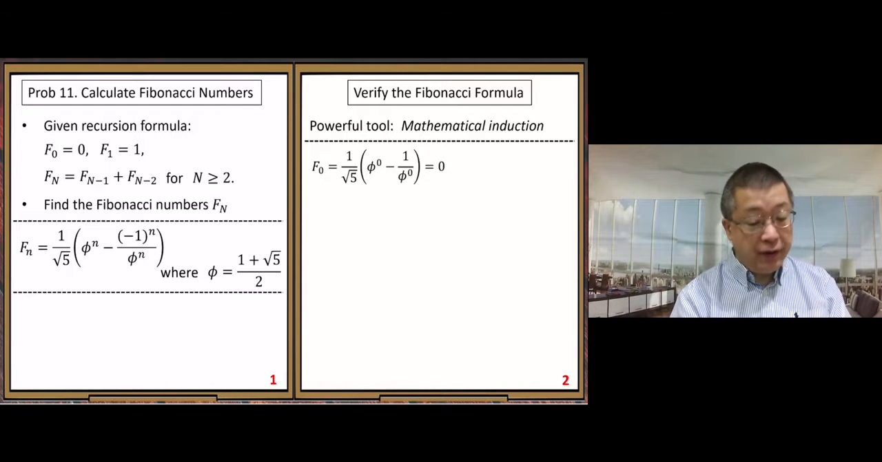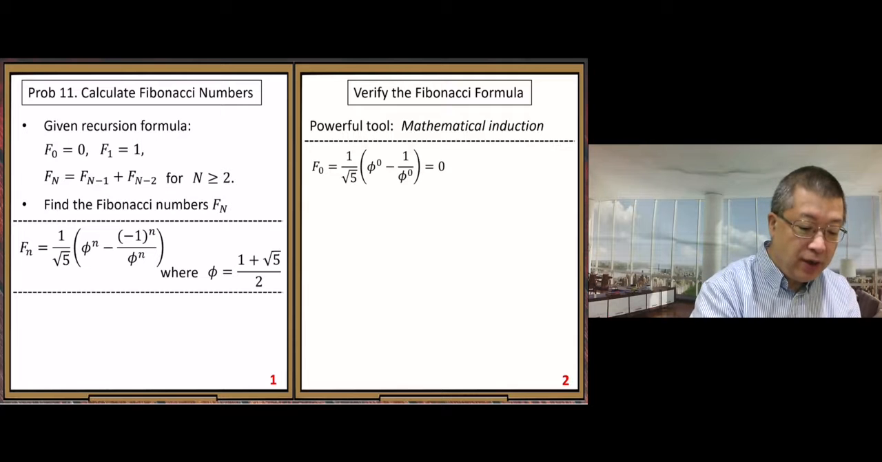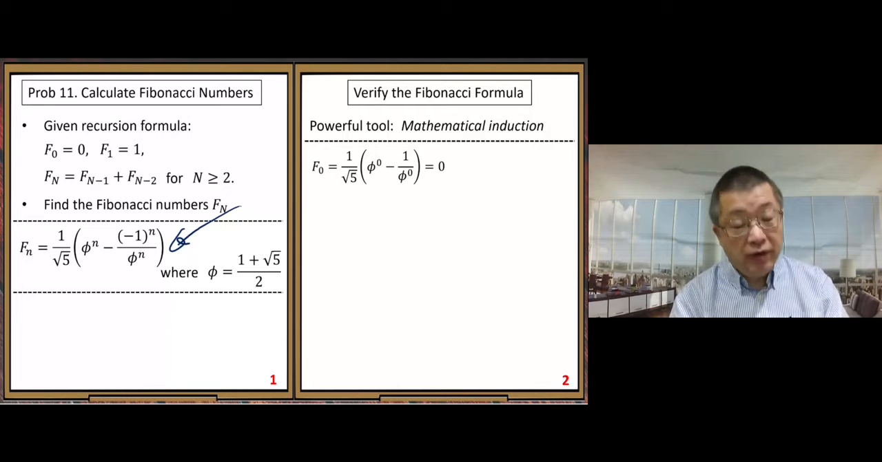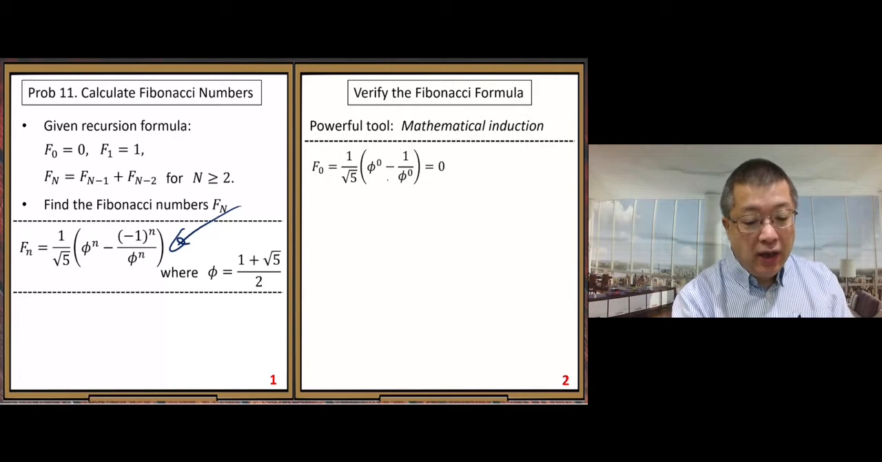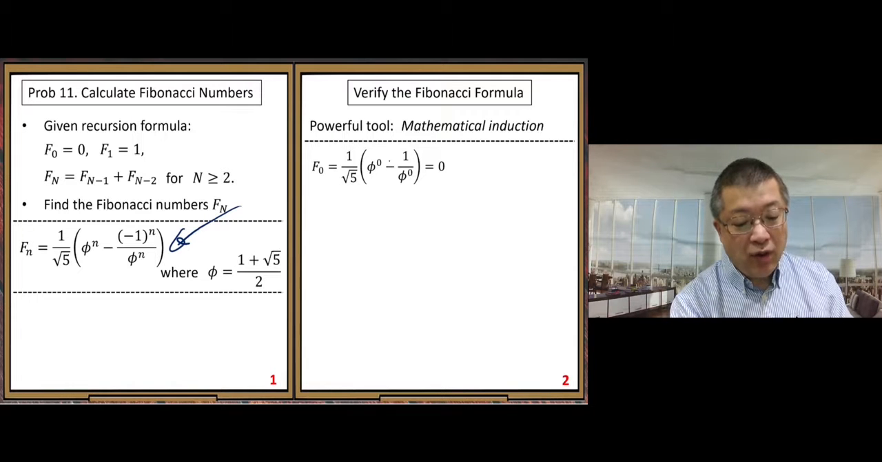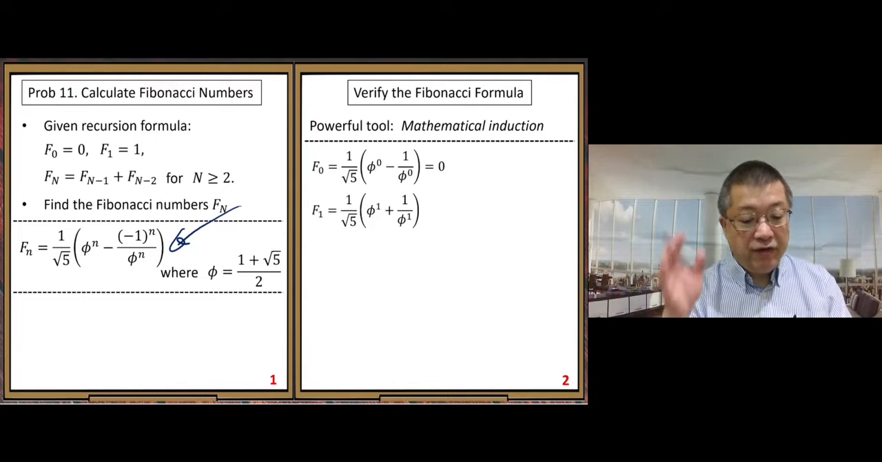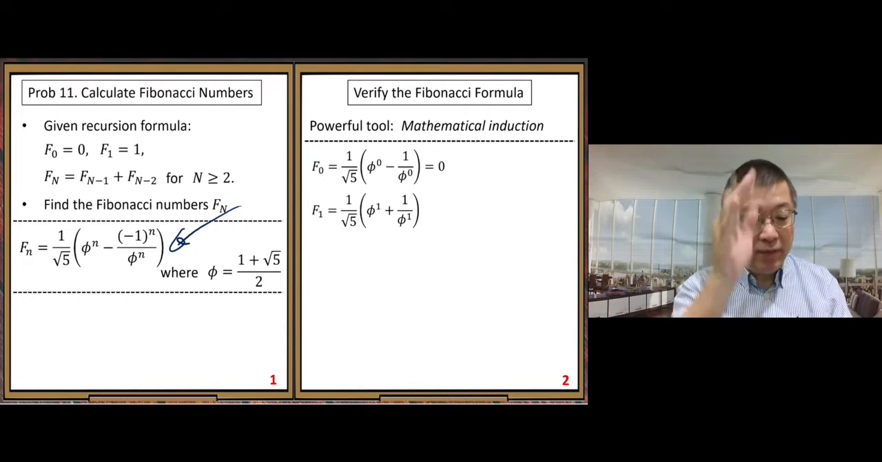First one, F0: you plug in n equals 0 in the general formula. Pretty trivial. Phi to the 0 is 1, 1 over root 5, 1 minus 1 is 0. So the answer is 0. F1, so you plug in 1.